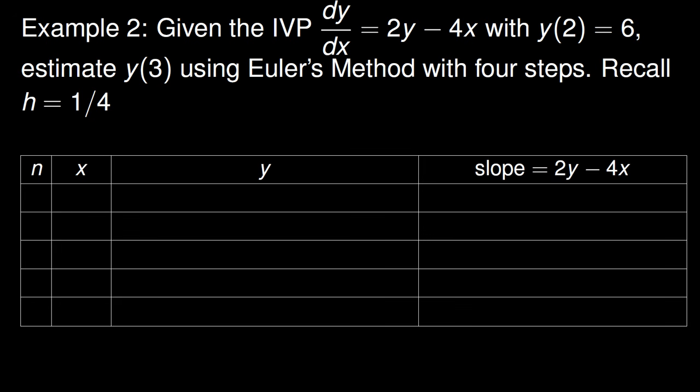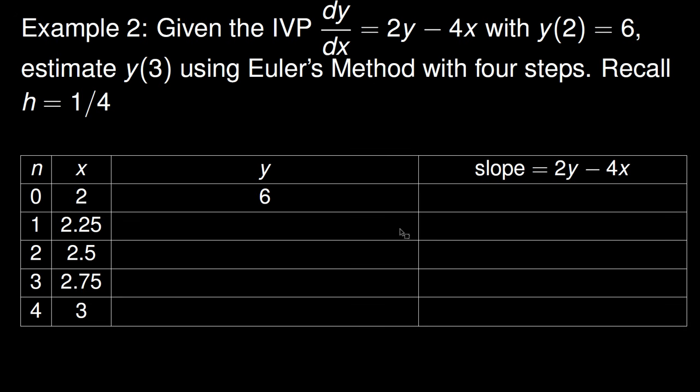So we have the n, x, y, and slope columns. We will go ahead and fill in the n values already. So 0, 1, 2, 3, 4. We'll go ahead and put in those x values that we calculated from the previous slide: 2, 2 1/4, 2.5, 2 3/4, and 3. And then we're going to throw in the 6, which is the initial y value from our initial condition. And then we're just going to repeat the process of the last problem.